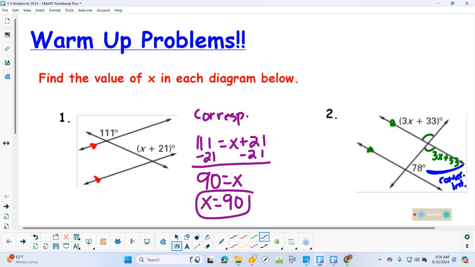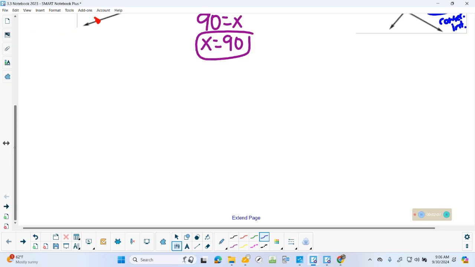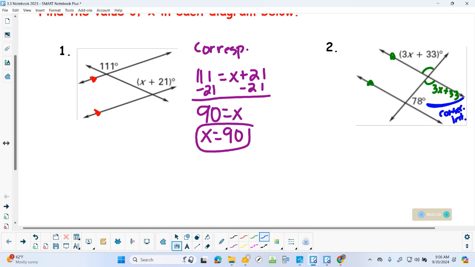I'm going to scroll this because I don't have much room here to write. I'm going to scroll this up a little bit. And let's add them up to 180. So I'm going to do 3x plus 33 plus 78 equals 180. All right, let's solve it.